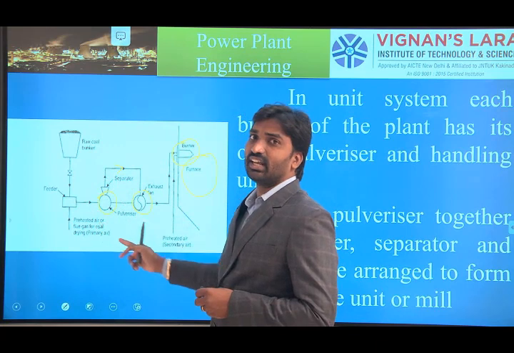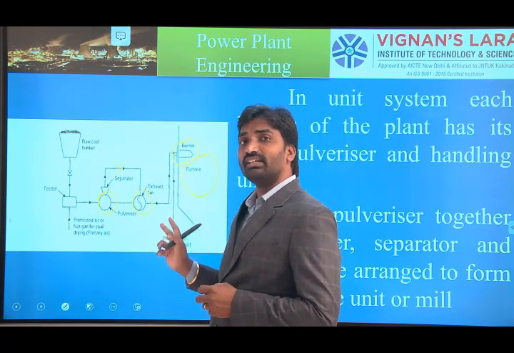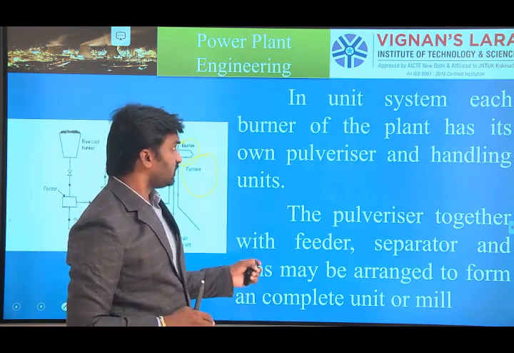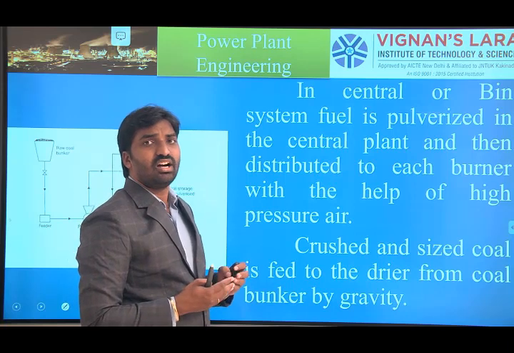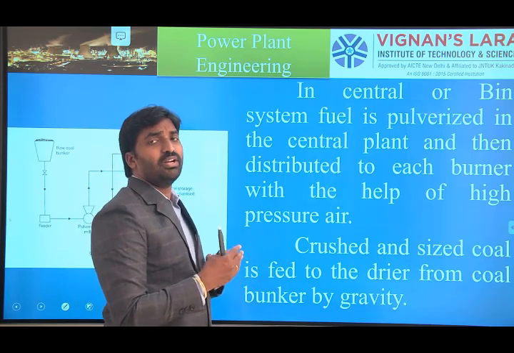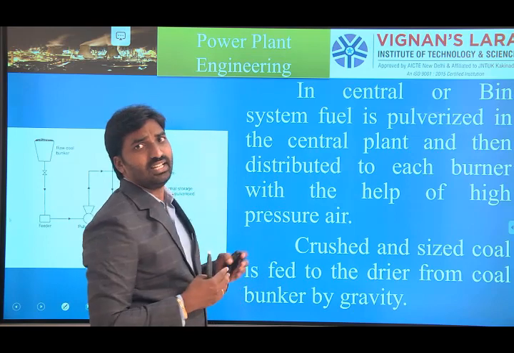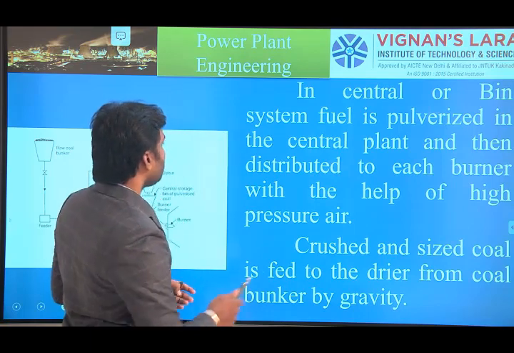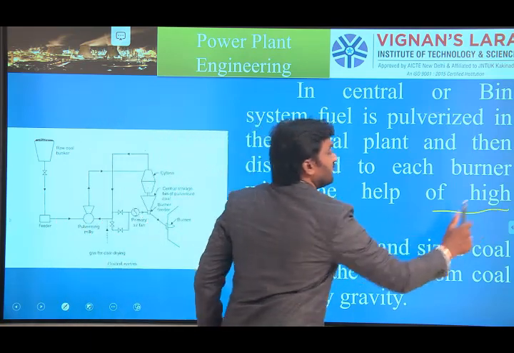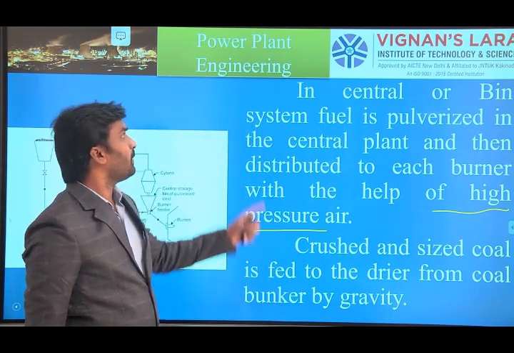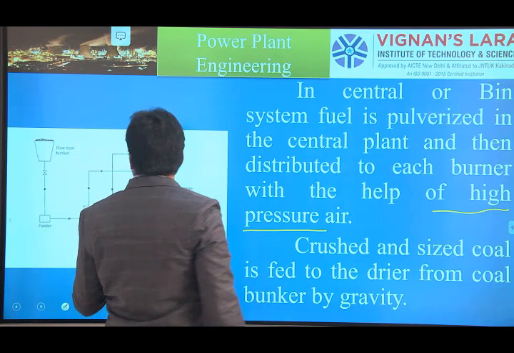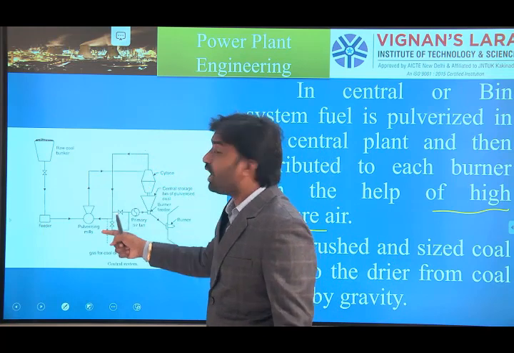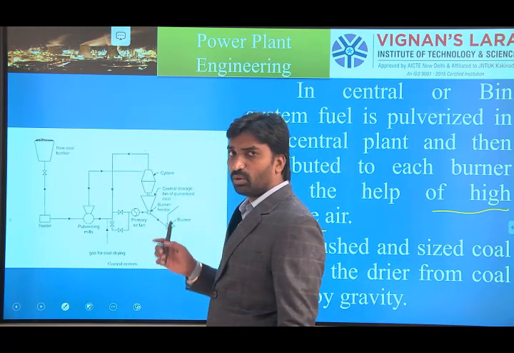Everything is interconnected in a single unit. But in the case of a central system, the coal is pulverized at one station, and after that the coal is supplied to the furnace in secondary units by using secondary arrangements. Here, with the help of high pressure, we send the coal powder. In this schematic diagram, you can see the layout of the central or bin type of coal pulverization technique.